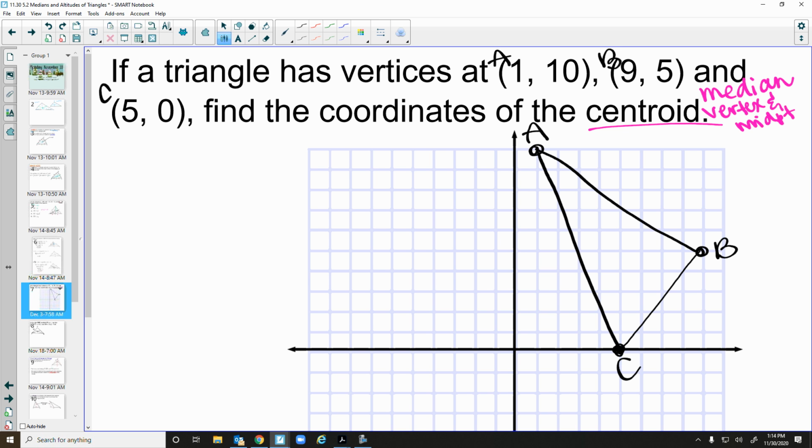Which one could potentially be our easiest midpoint, like our easiest distance to have to find? So you're looking for, is there potential for there to be horizontal or vertical lines? Because that way you can just count a distance instead of having to use your distance formula. Anyone have an idea or a guess of where a potential vertical or horizontal line could be?